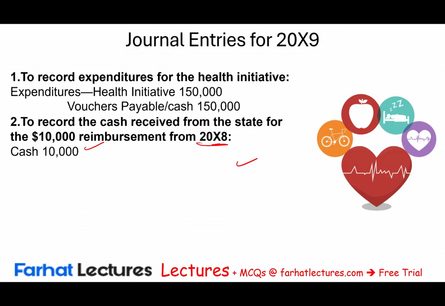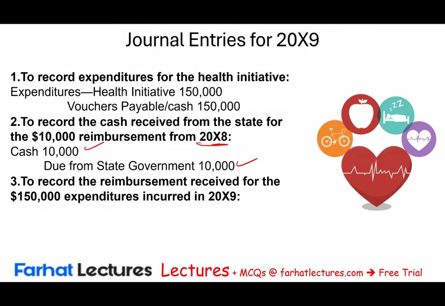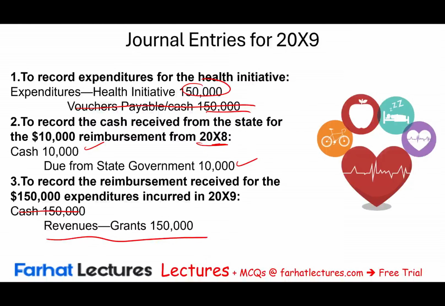Now, what else? They send us the remaining of the money, which is the $150,000 that we spent during that year. We debit cash, credit revenue. Therefore, what happens overall, all that's left is revenue of $150,000 and expenditure of $150,000.